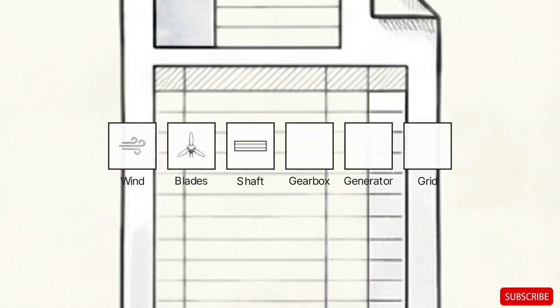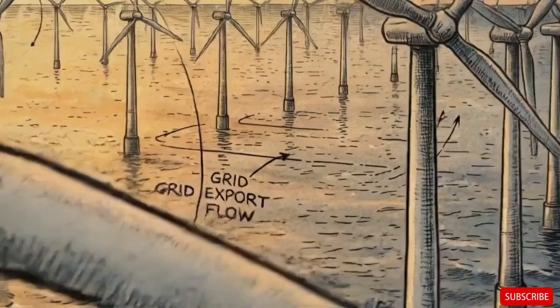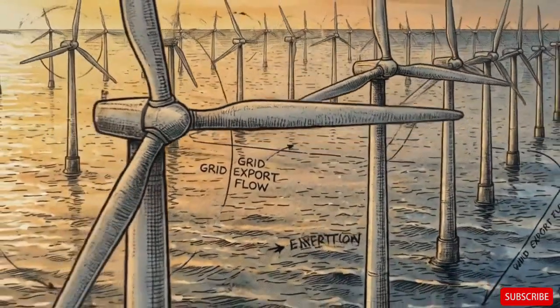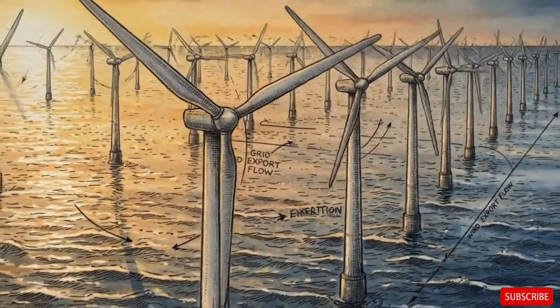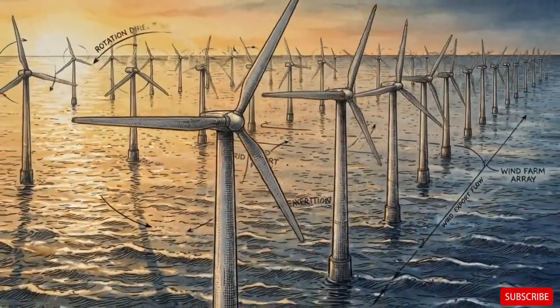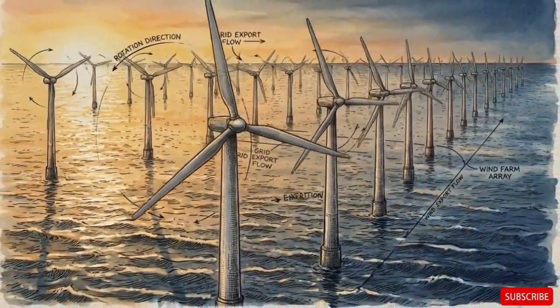Energy flows from the wind hitting the blades, turning the shaft, stepping up rotation in the gearbox, inducing current in the generator, and finally exporting to the grid. Mastering this single diagram proves a complete structural understanding of how humanity engineers machines to turn thin air into electric power.